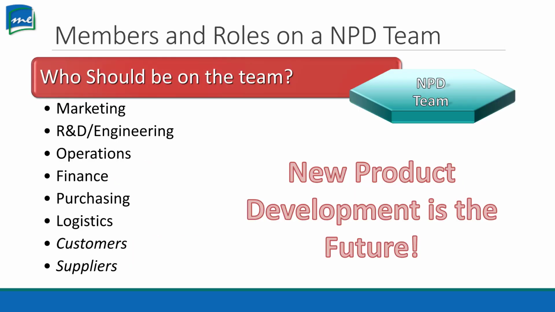So who should be on this team? Pretty much everybody. Every department should have a say. Marketing, research and development, or engineering. Companies call it either R&D or engineering, so it just depends on where you are at. Operations, finance, purchasing, logistics. Your customers might need to be on this team. And your suppliers should probably be on this team. The more input you can get, usually the better product you're going to have.